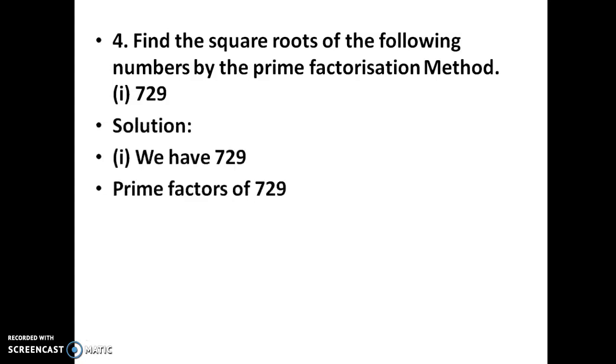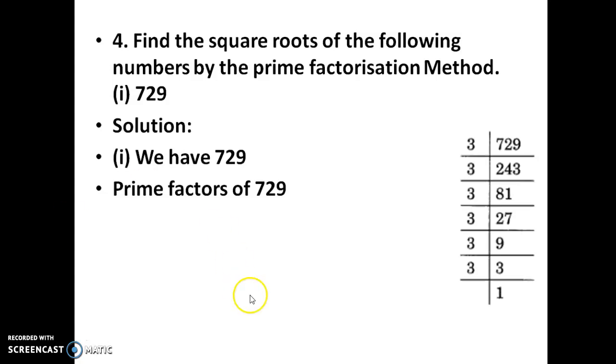Let's see the prime factors of 729. I have shown it here. So what are the factors this number can have? Since it is ending with 9, it is not divisible by 2, so it is divisible by 3. So 3 is one of the factors of this number. You have to take the least factor. Don't take the bigger number first itself. So start dividing. You have to divide this number by 3.